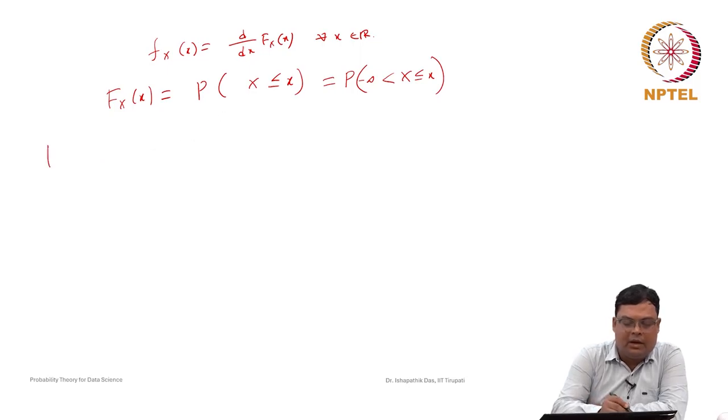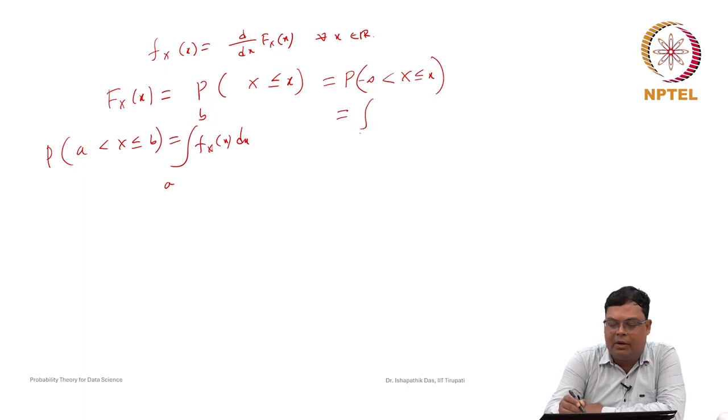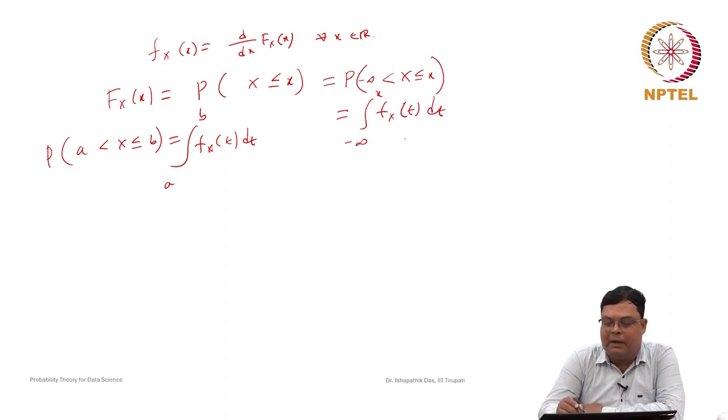So we know that the probability that a is less than X less than or equal to b is the integration from a to b of f_X(x) dx. If a goes to minus infinity, this probability becomes the integral from minus infinity to x of f_X. Here x is fixed as some real number, so inside the integration we take another variable, dt. So the integral from a to b of f_X(t) dt.